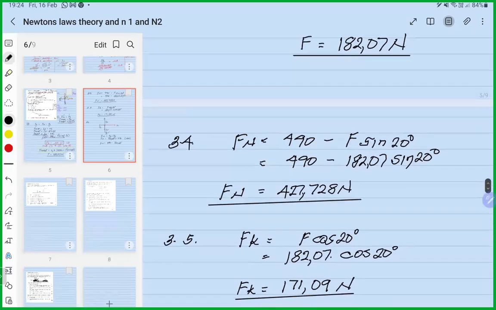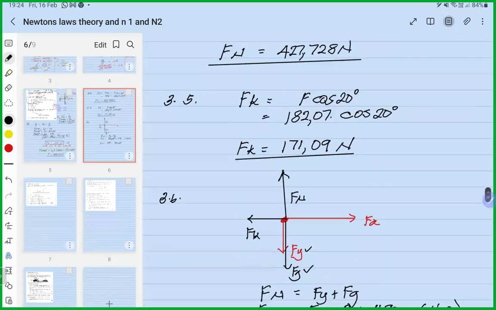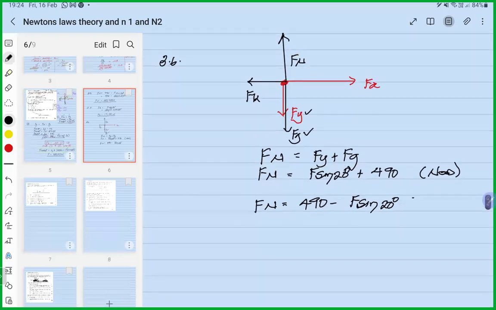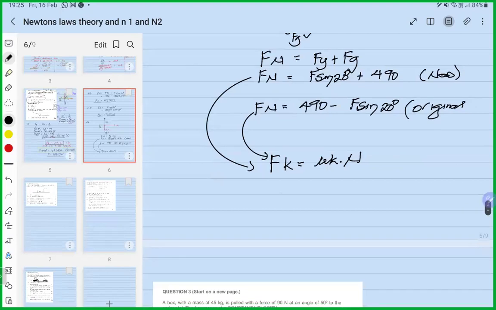You may be wondering, so where are you going with this argument? 490 minus F sine 20. Anybody can see where I'm going with the argument? No one. Your kinetic frictional force is equal to mu k multiplied by your normal. So your kinetic frictional force is directly proportional to your normal.